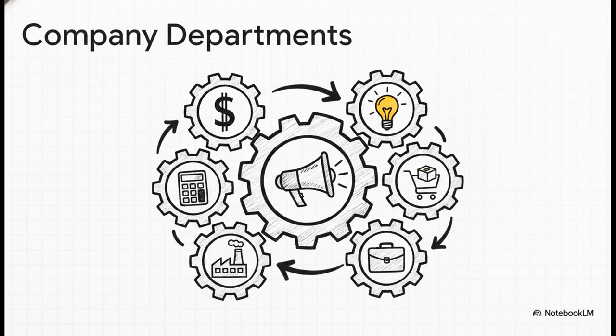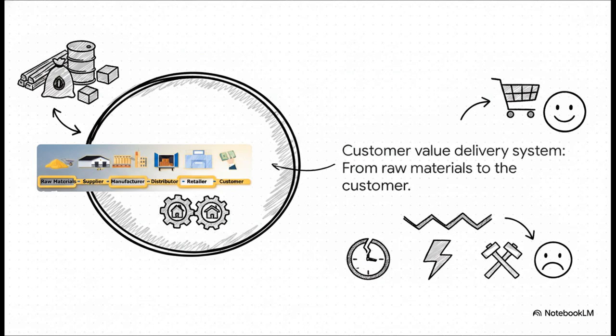Think about it. Finance has to actually provide the funding. R&D designs the safe products, and manufacturing makes sure the right quantity and quality actually get produced. It's a total team effort. Stepping just outside the company doors, we immediately run into the suppliers. These folks provide the literal resources a company needs to produce its goods and services. They are an absolutely critical link in the overall customer value delivery system, which flows all the way from raw materials right down to the final customer.